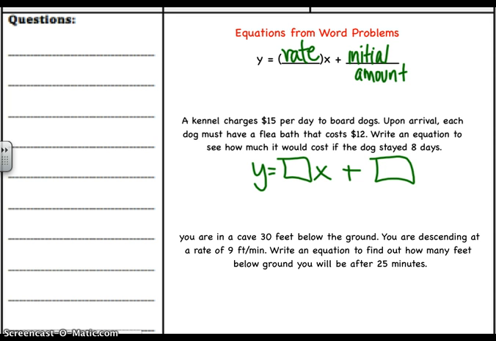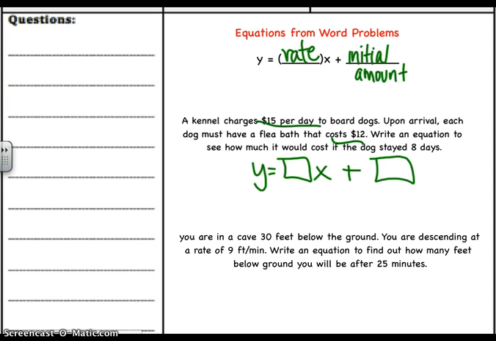So a kennel charges $15 per day to board dogs. Upon arrival, each dog must have a flea bath that costs $12. Write an equation to see how much it would cost if a dog stayed for 8 days. So what is my rate? My daily $15 or the flea bath? Which one's the rate?